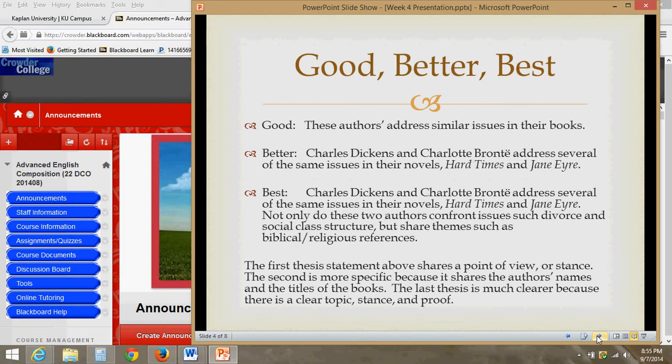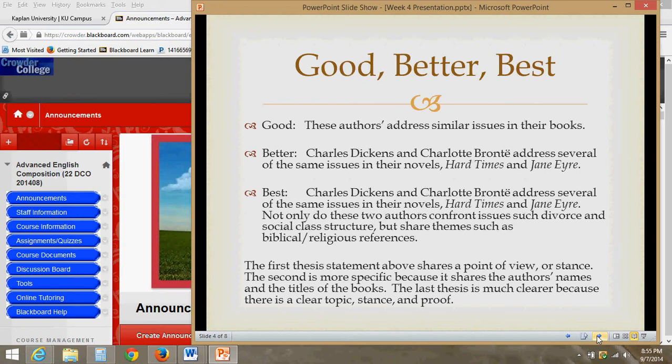So we could basically take this thesis statement and flesh out an outline for the entire paper because we know what issues are going to be covered. We know that we're talking about Charles Dickens, his novel Hard Times. We're going to talk about divorce, social class structure, and religious references in that novel. And then we have Charlotte Bronte, her novel Jane Eyre, and then the issues of divorce, social class structure, and biblical or religious references in her work. And then we're going to compare them and show how they are similar. So it's very clear what the essay is about, what is going to happen in the essay, and so then the writer just needs to put it all together.